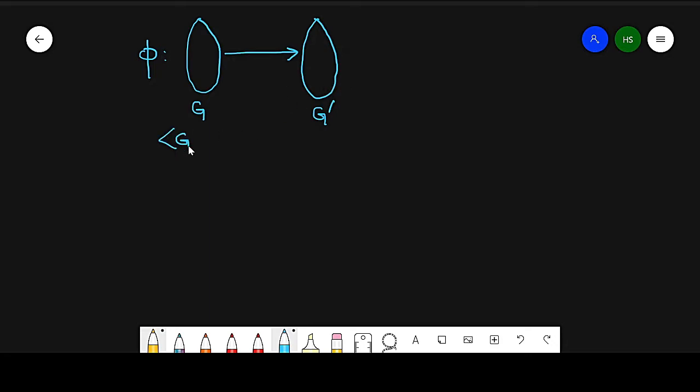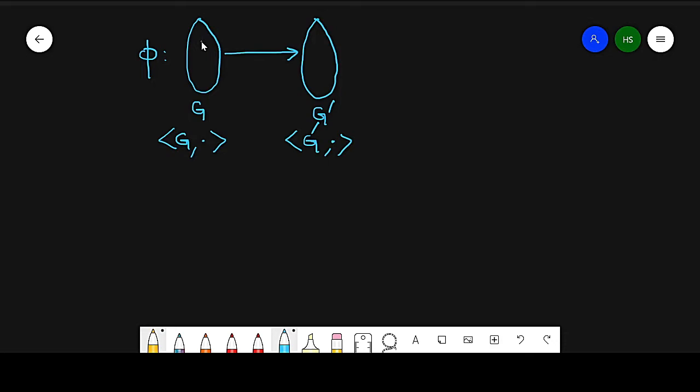Now, in the previous lecture, we discussed the homomorphism. So, what is the homomorphism? If there is some group G, and this group is G dash, and phi is some mapping from G to G dash. This is some mapping from G to G dash, and this is G with binary composition multiplication, and this is G dash with binary composition again multiplication.